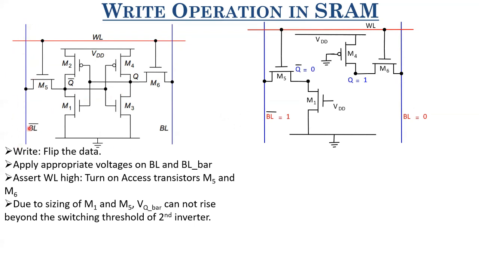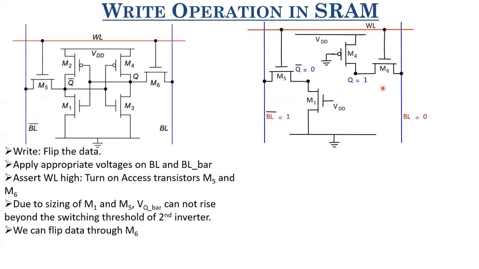by applying VDD on this bitline bar. Why? Because we have already sized M5 and M1 in such a way. We have already satisfied the cell ratio criterion. So in that case, how can we flip the content of this cross-coupled inverter pair? We can do that from the right-hand side, with the help of M6. How can we do that?